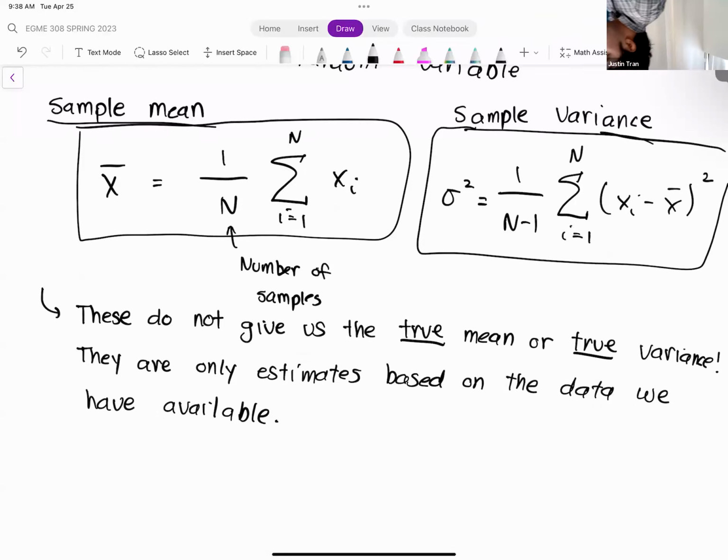And so of course, the expectation is that even though these are not expressions of the true mean and true variance, the more measurements you take, so the more experiments you run, the more times you measure it, the closer and closer you're going to get to the true mean and true variance.